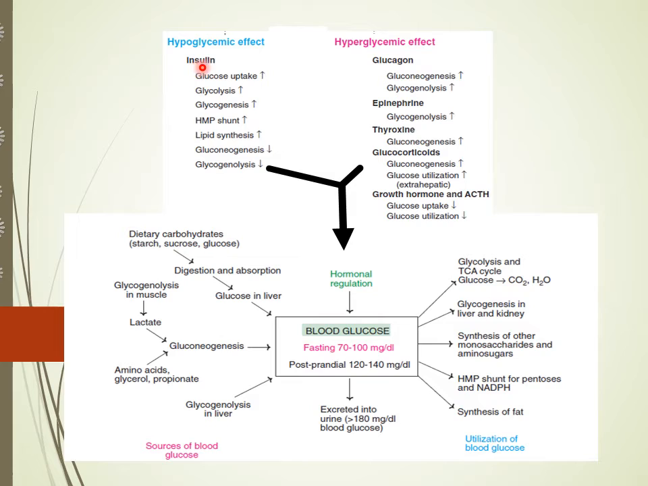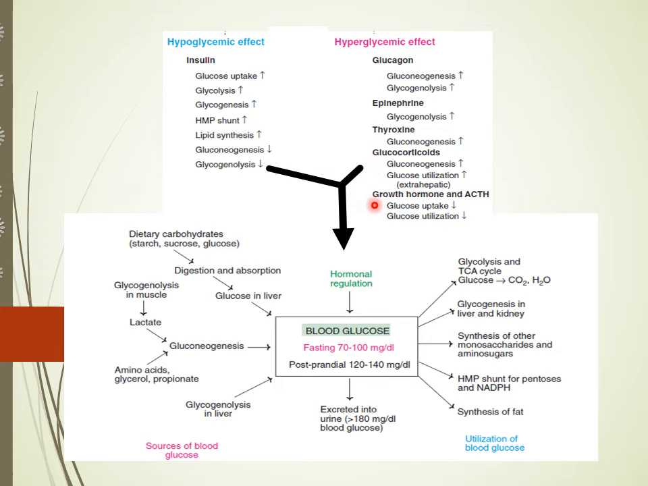Hyperglycemic effect. Hyper means increase. It is the increase of glucose in the blood. Now, the increase of glucose depends upon the hormones glucagon, epinephrine, thyroxine, glucocorticoids, growth hormone, and ACTH. Glucagon increases the rate of gluconeogenesis and glycogenolysis. Glycogenolysis is the breakdown of glycogen. Epinephrine solely increases glycogenolysis.